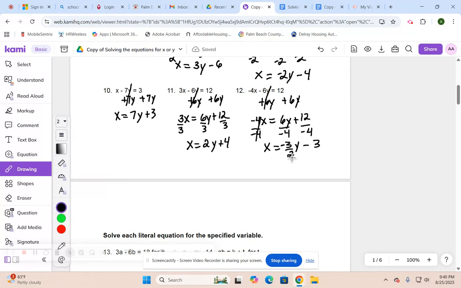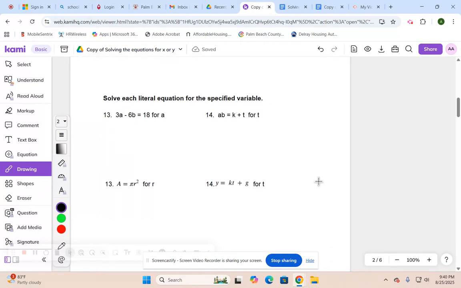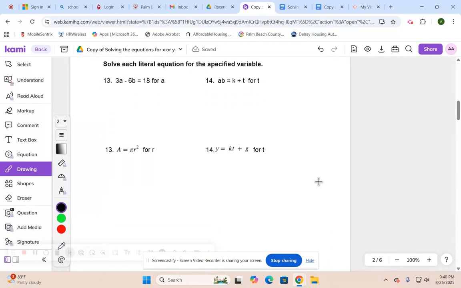All right, let's keep going. The next four, basically we have equations, but they're not using x and y's. They're using different variables, and they're asking us to solve for a specific variable. So in number 13, we're being asked to solve for a. That means we want to get this term here, 3a, by itself first, and then we'll divide by 3 in order to get a by itself.